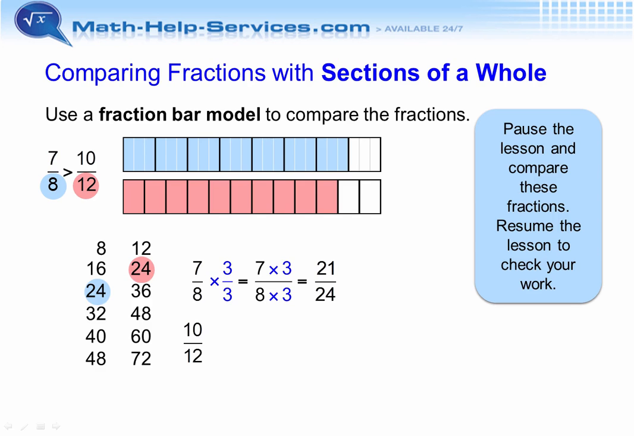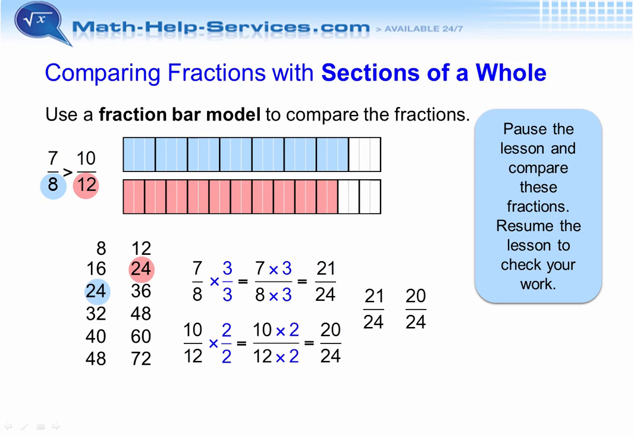Now for 10/12. Let's look at the denominator, 12. What do we need to multiply 12 by to get to 24? Well, that will be 2. So our 1 will be 2/2. And we get 20/24. Now we see the numerator of the first, 21, is greater than the numerator of the second, 20. So 21/24 is greater than 20/24.